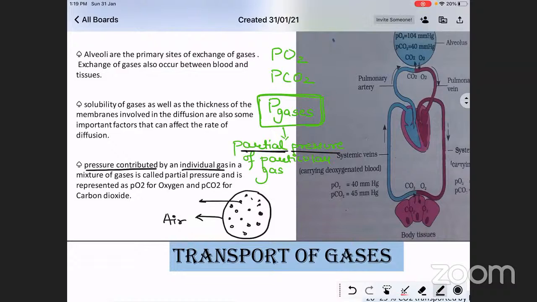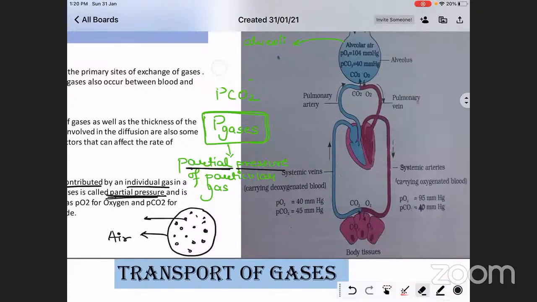So the pressure contributed by an individual gas in a mixture of gases is called the partial pressure. PO2 is the partial pressure of oxygen and PCO2 is the partial pressure of carbon dioxide. So you have to remember these terminologies. Now we are going to talk about the exchange.